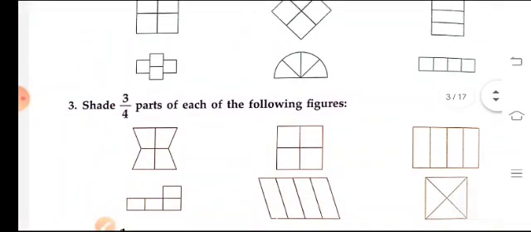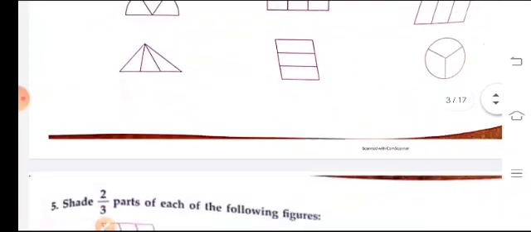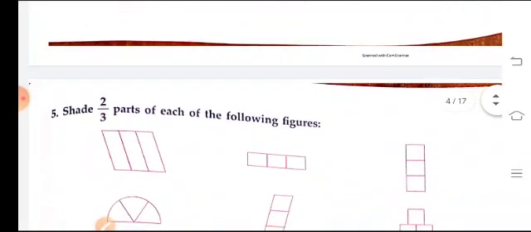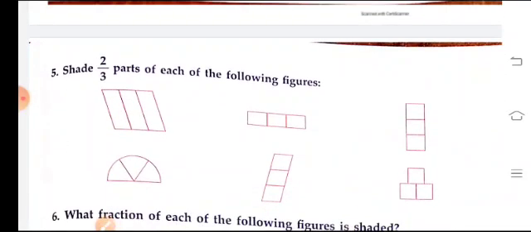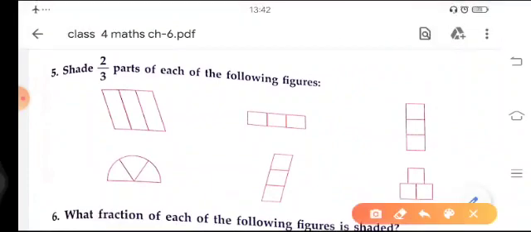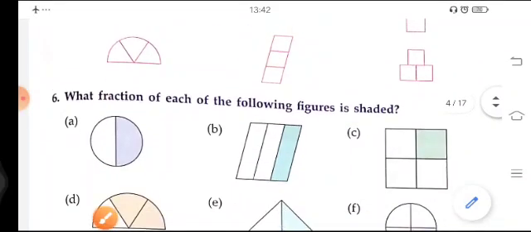Okay, similarly there are questions number 3, 4, 5 also given, in which you have to shade the figures according to the fraction. Like in question number 5 you can see you have to shade 2/3 part of the figure. 2/3 part means that you have to color 2 parts, so you will shade 2 parts. Okay, like this. So that is a very simple exercise.